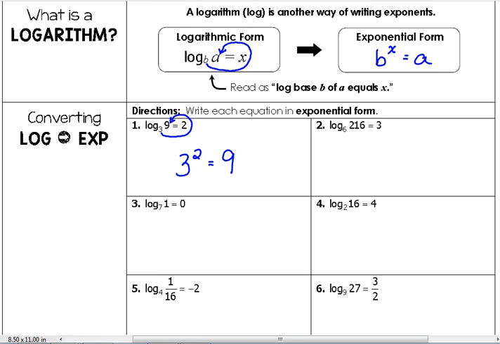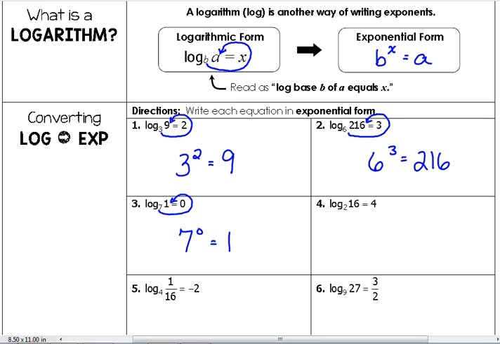That's a true statement. 3 squared is equal to 9. Okay, number 2, same thing. We start with the base, we swoop around the equal sign, we end up back in the logarithm. So log base 6 of 216 is equal to 3 is the same as 6 cubed is equal to 216, which we know is a true statement. Okay, log base 7 of 1 is equal to 0 in exponential form. That is 7 to the 0 is equal to 1.